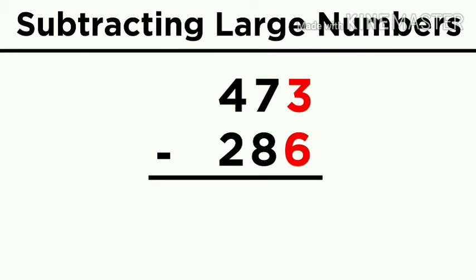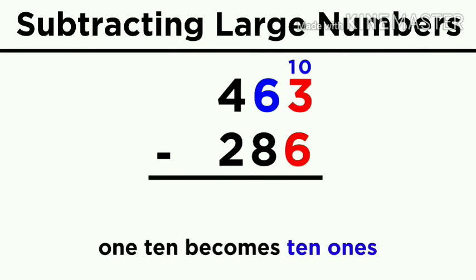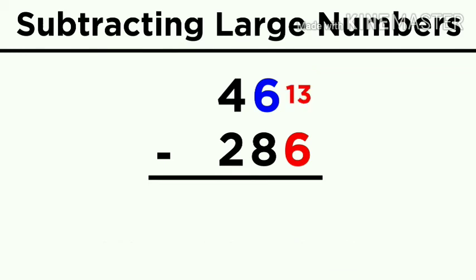Now, starting with the units place, we have 3 minus 6. That's not going to work, so what if we borrow one of the tens from the tens place? If we cross out this 7 and put a 6 instead, we've borrowed 10 units that we can give to the units place. That means we can now do 13 minus 6, which is 7.